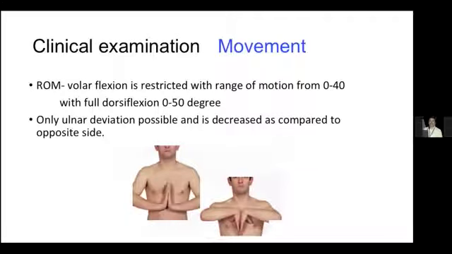And the last part is, don't forget, although it's a bony swelling, you need to evaluate the movement, the volar flexion and the dorsiflexion. In this patient, the volar flexion is restricted to 0 to 40 degrees and dorsiflexion is restricted to 0 to 50 degrees. Do practice using your goniometers. Only ulnar deviation is possible and is decreased as compared to the opposite side. So there is no radial deviation possible at all. This is mandatory to do because it tells you about the effect of the swelling on the adjacent joint.